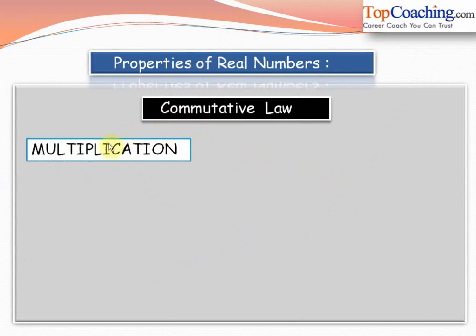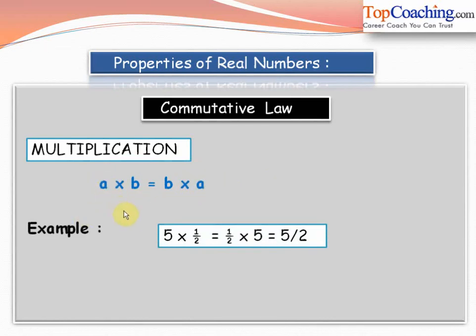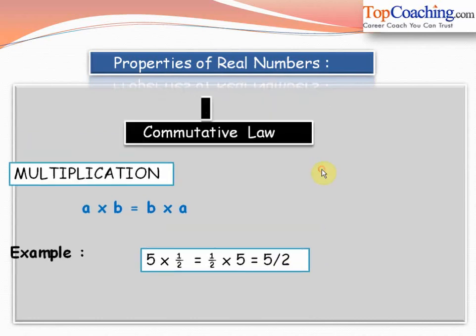The next is commutative law of multiplication. So if we have got two real numbers a and b, then a into b would be equal to b into a. Again, if we change the order, that is b takes the place of a and a takes the place of b, then the product remains the same. For example, if we consider a equal to 5 and b equal to 1 by 2, then 5 into 1 by 2 would be equal to 1 by 2 into 5, and this is always true because both these yield the same result, that is 5 by 2. Therefore the commutative law of multiplication holds for real numbers.